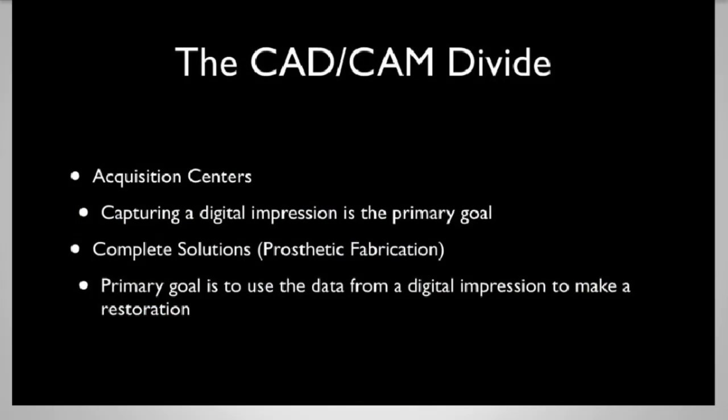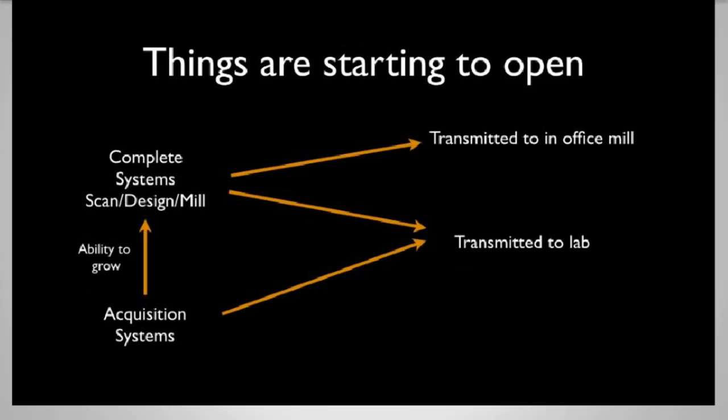First, what we want to do is loosely categorize what we call acquisition centers versus complete solutions. Many of the systems can do both aspects today. They can be complete or they can simply be acquisition. But the intent of the system is what we want to look at. The intent of an acquisition center is to capture a digital impression. That is the primary goal. The intent of a complete solution is really prosthetic fabrication. The intent is to create a restoration at the end of the day. For today's presentation, we'll spend most of our time really looking at acquisition centers.